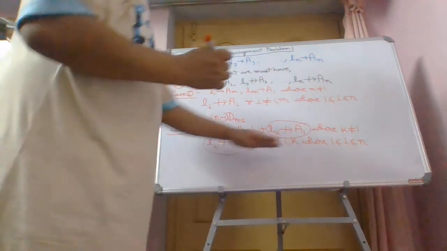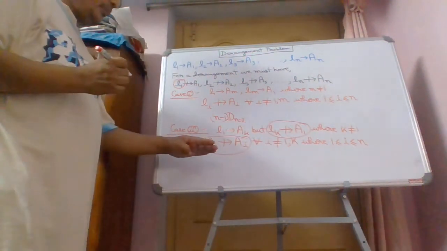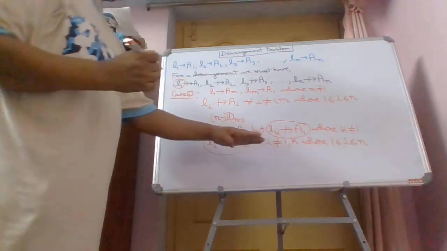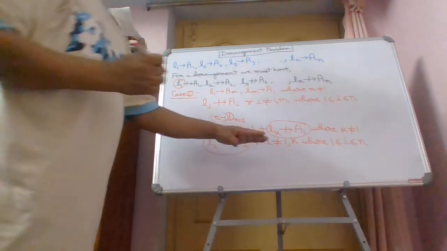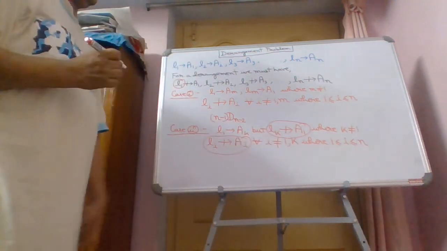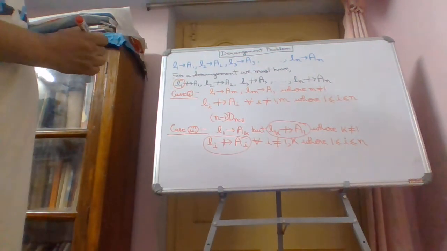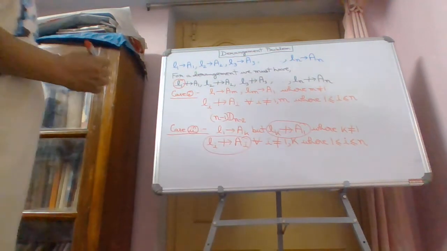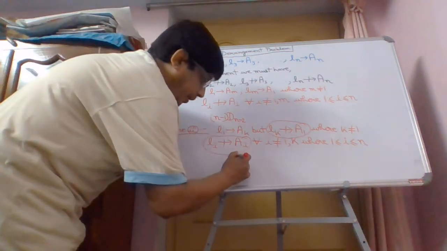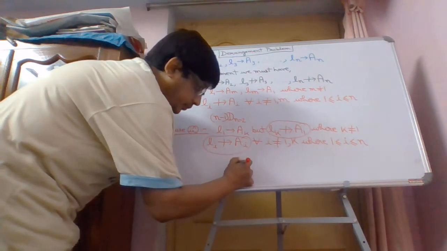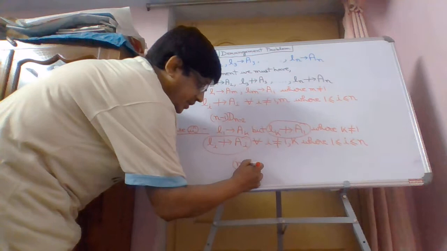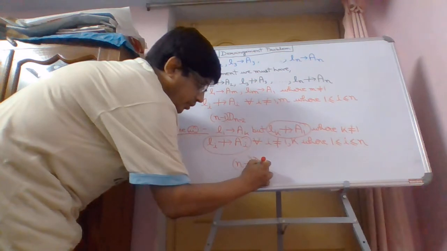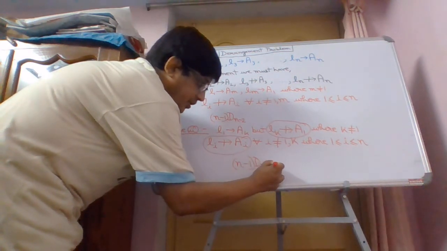So in this case, the problem reduces to the determination of the total number of derangements on a set consisting of n minus 1 distinct objects. Now L1 may reach any one of the remaining n minus 1 addresses. So the total number of possible derangements in this case must be equal to (n-1) times D(n-1).